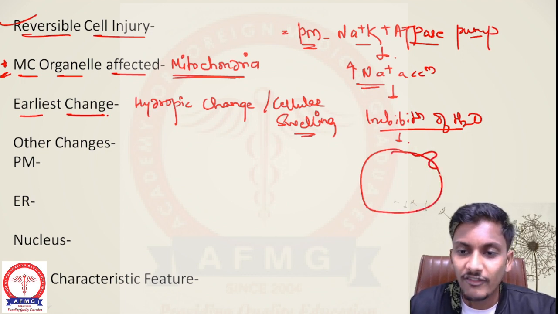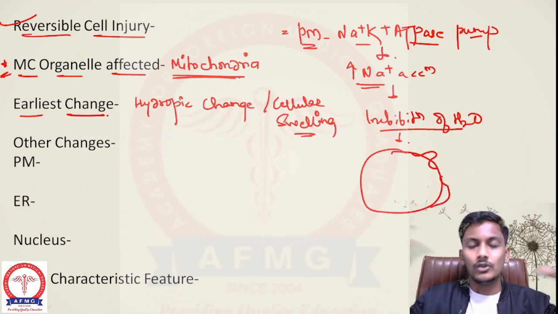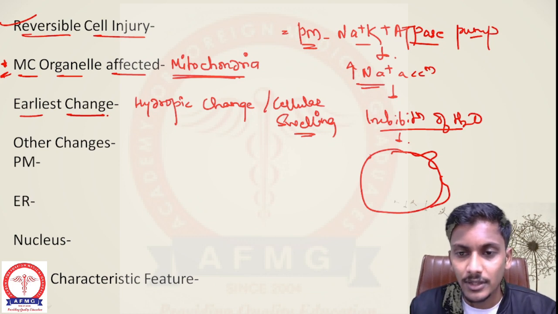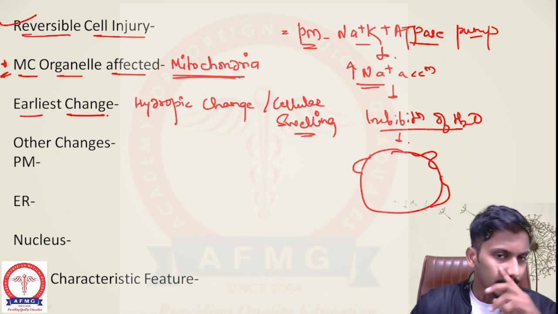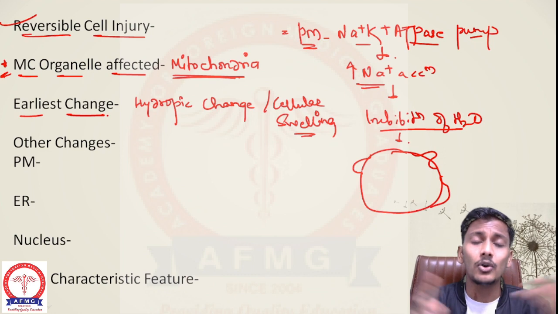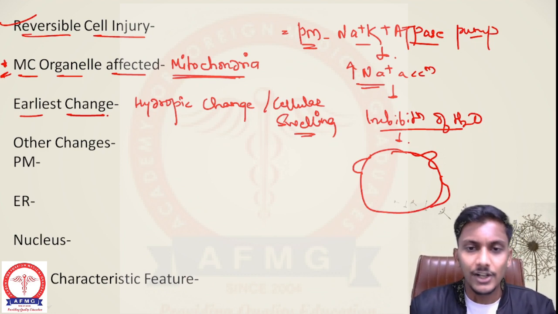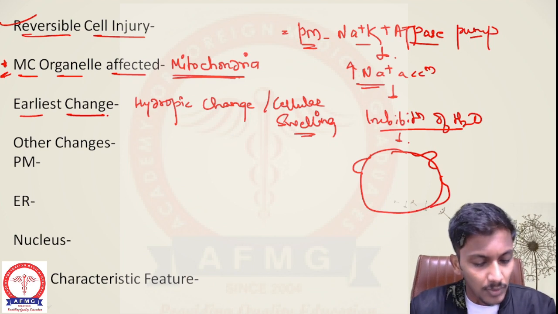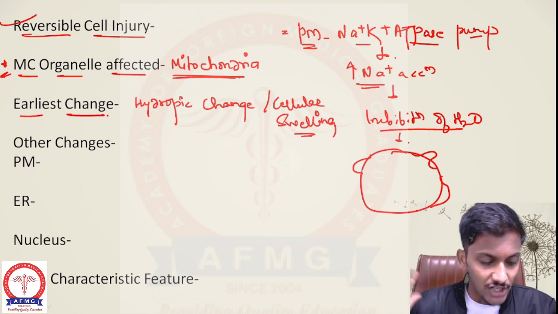And there would be bleb formation. The cell would have blebs on it, and this is the earliest change and also the most characteristic change of reversible cell injury, that is hydropic change or cellular swelling, also known as cloudy change.